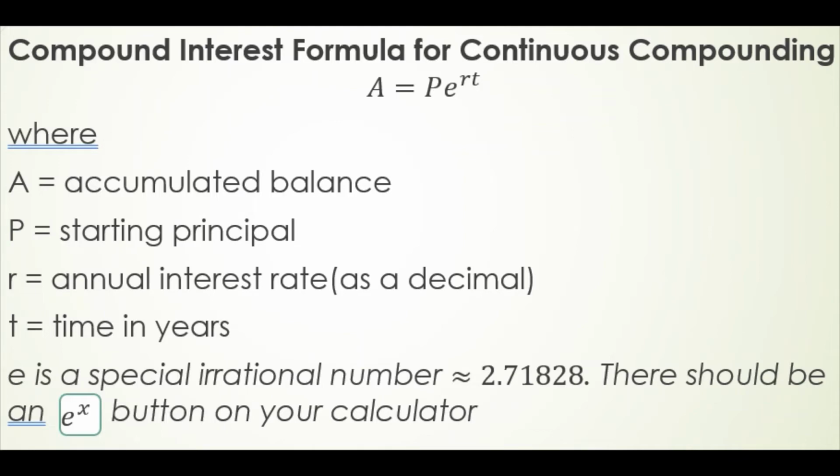It's always going to be equal to this number that's about 2.71828. It's an irrational number, so those digits go on forever without repeating or without stopping, just as pi does. And e is a very important number, and because it's so important, there should be an e to the x button on your calculator. And so we'll use that e to the x button when we're performing calculations on this continuously compounded interest formula, A equals P times e to the rt.